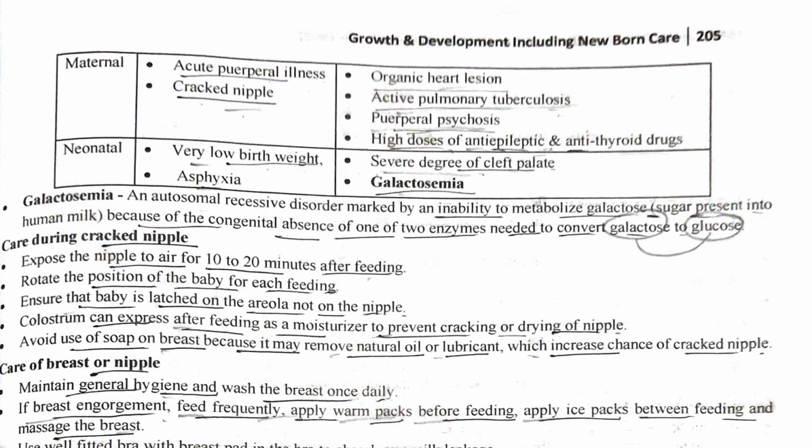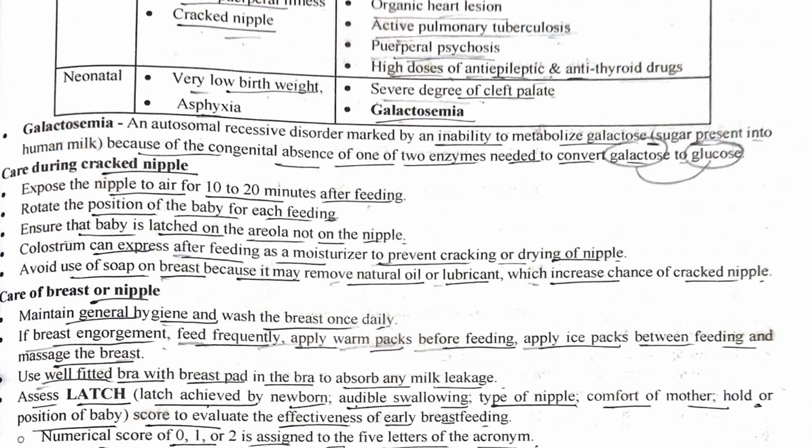Neonatal, in that temporary: very low birth weight, asphyxia; and permanent: severe degree of cleft palate and galactosemia. Galactosemia is an autosomal recessive disorder marked by an inability to metabolize galactose, the sugar present in human milk, because of the congenital absence of one of two enzymes needed to convert galactose to glucose.